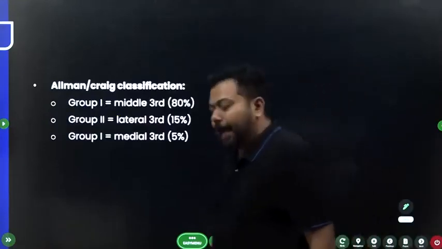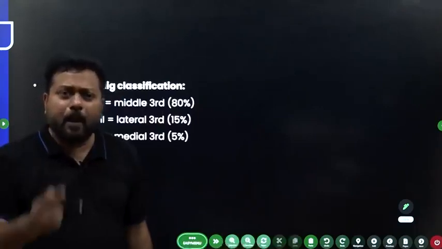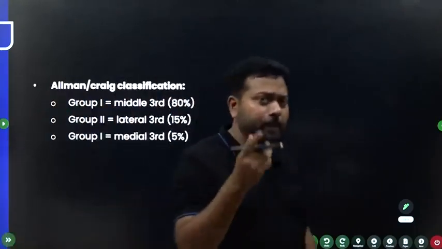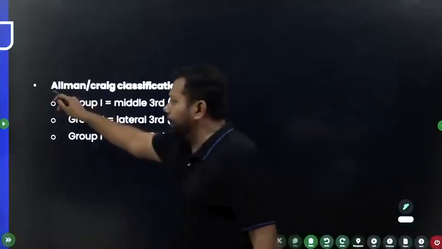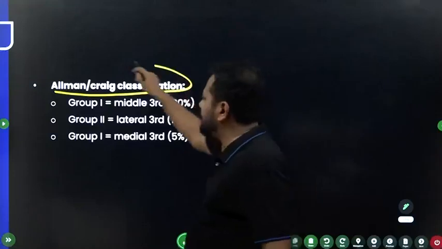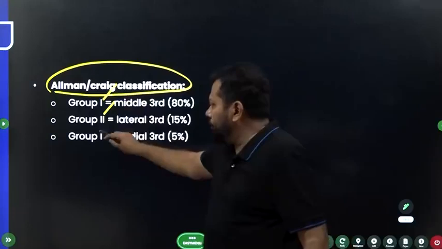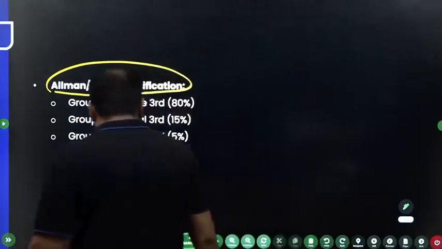Then classification names. Nowadays it's a trend. In the past 5 years, all the fractures are asked only as classification names. Don't forget, already in the main video I had highlighted everything. Very simple. This is called the Allman and Craig classification. Type 1, type 2, type 3. So this is type 3.